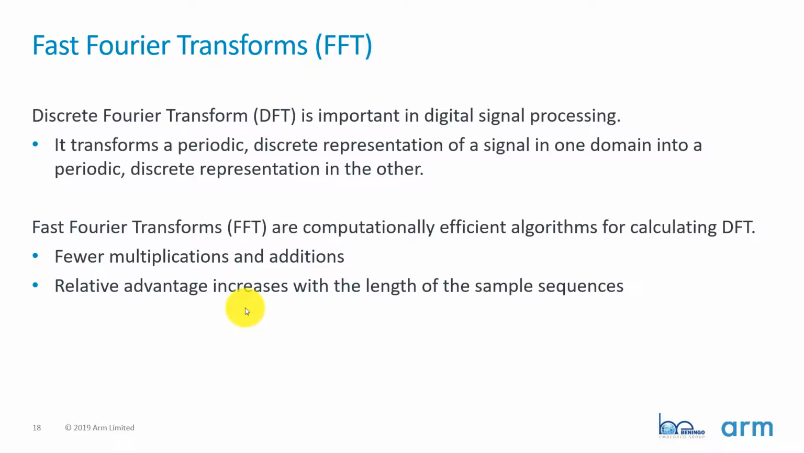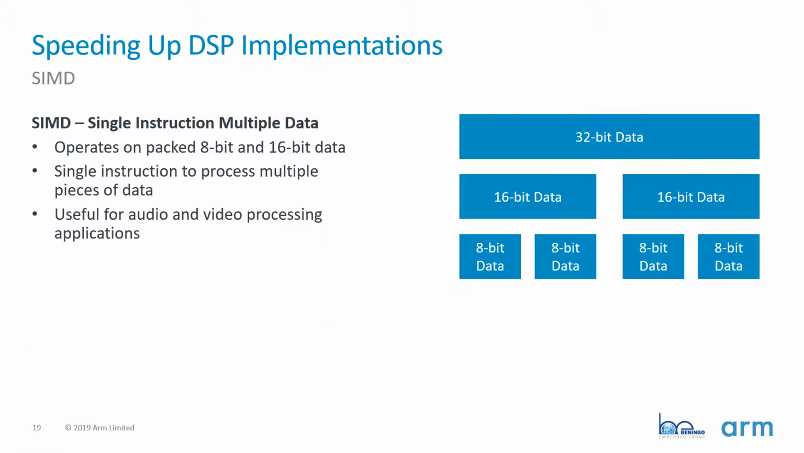So while we're thinking about these different algorithms, let's start to talk about how we can actually make them run quickly and efficiently on an Arm Cortex-M processor with DSP extensions. The first technique I'd like to talk about to speed up DSP implementations is the SIMD instruction. Now, as I mentioned earlier, this is a single instruction multiple data instruction.